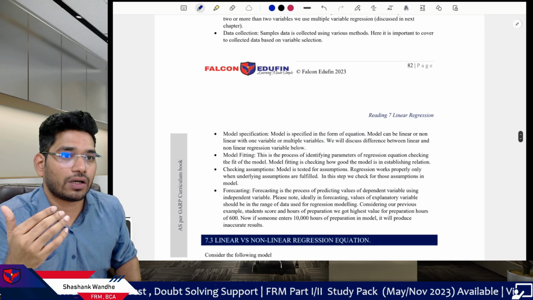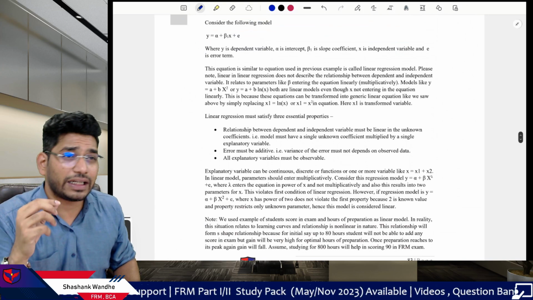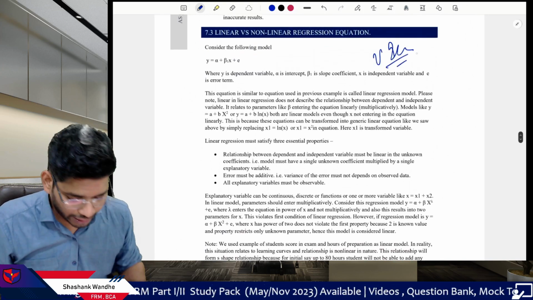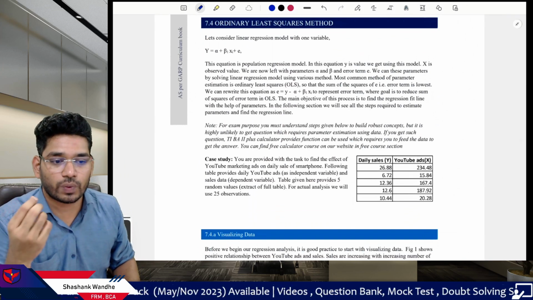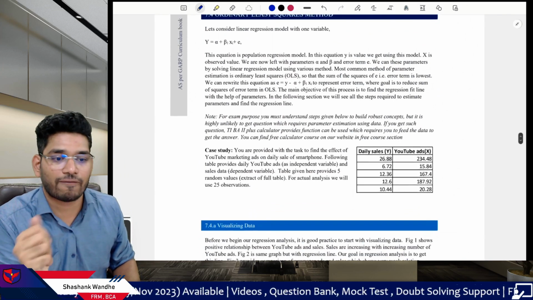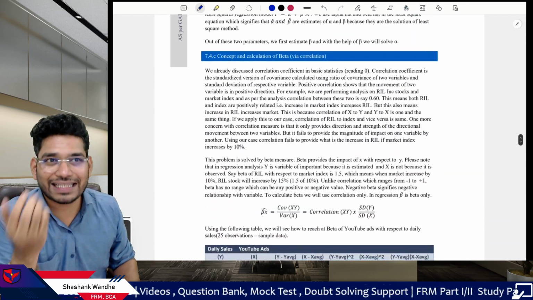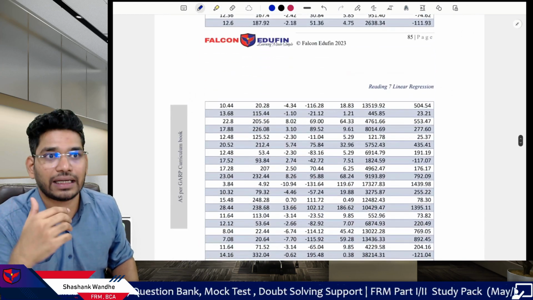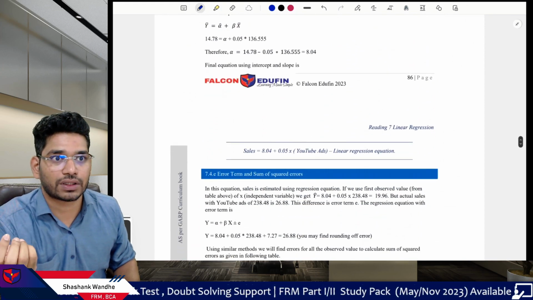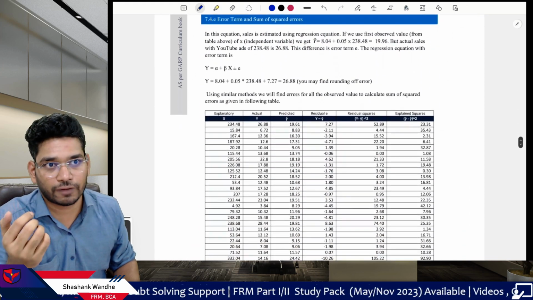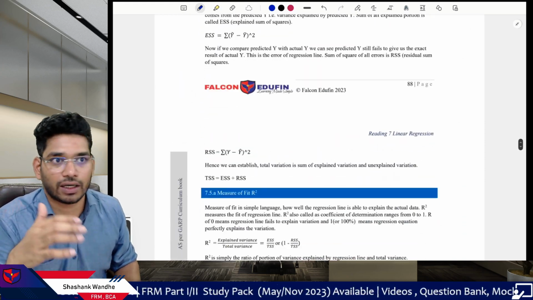Now, steps in linear regression, again not part of the FRM curriculum, but important for your understanding. Linear versus non-linear, a very important area. Next, the ordinary least squares method. Using this method, we estimate our parameters, alpha and beta, or a and b. This is the complete discussion, again very extended so that you don't miss anything in theory. Here the beta calculation is given, then we have the intercept, and then the error term, very important again. Then we have explained versus unexplained variance, again understand it.